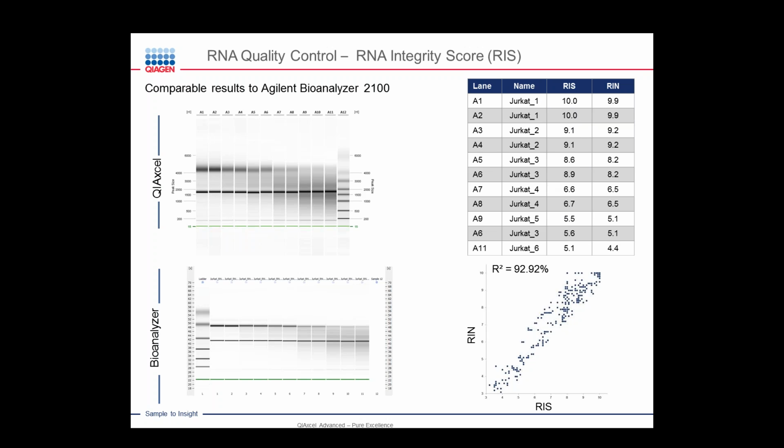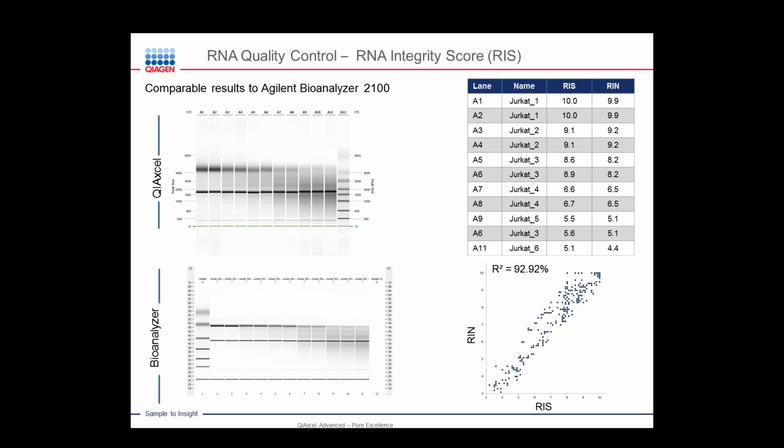To demonstrate that there is a very good correlation between both systems in general, we made a correlation of QIAxcel RIS and Agilent RIN values from a large number, more than 350, of different sample types, like different cell cultures or different tissues like liver, kidney or so. This is shown here in a dot plot below. The coefficient of determination, R square, indicates the degree of correlation. The closer it gets to 100%, the better the correlation between both data sets.